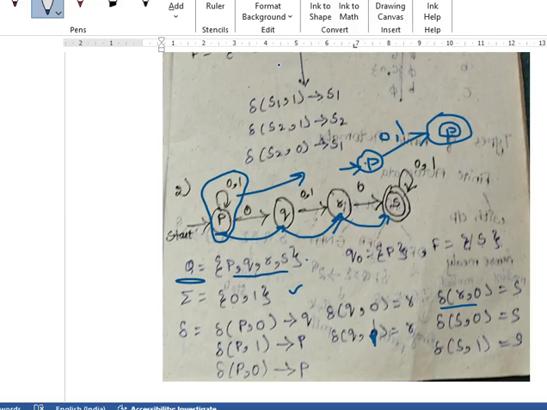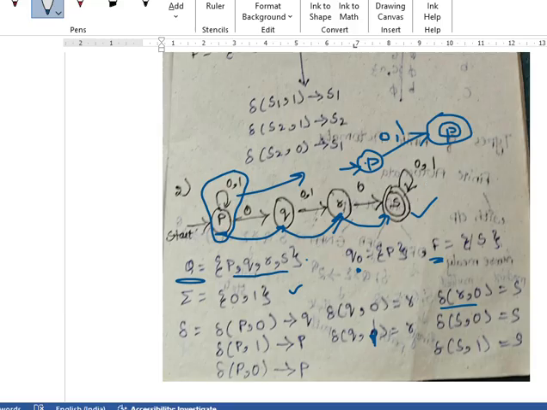Okay, now the final state and the initial state. So what is the initial state and what is the final state? The initial state is represented by q naught. In this diagram the initial state is P, and the final states are represented with F. So the final state is nothing but S. In this way we have to represent the 5-tuple system.